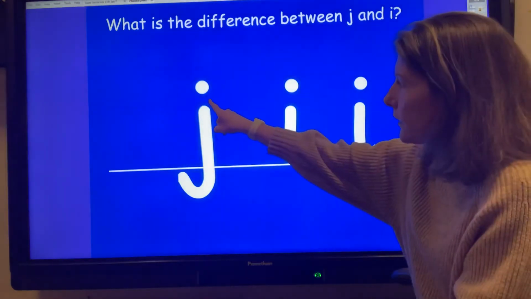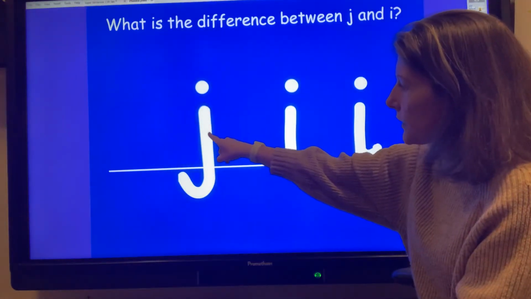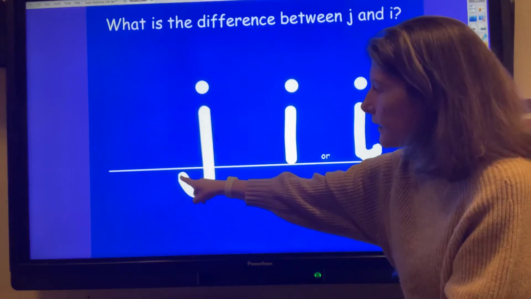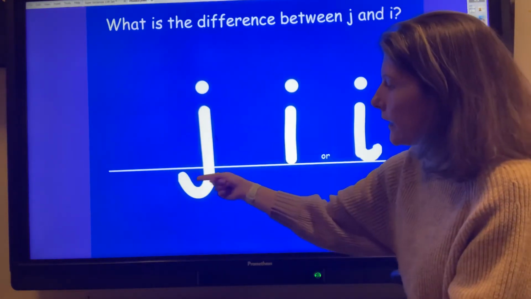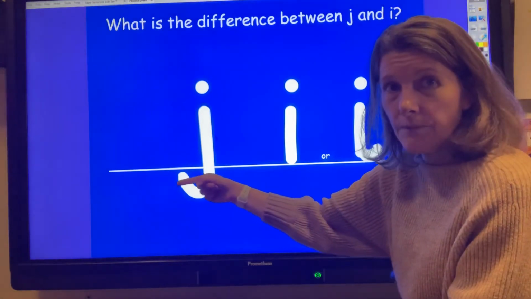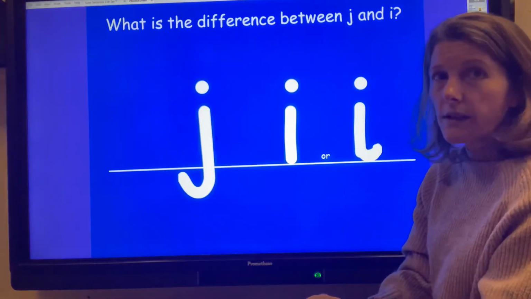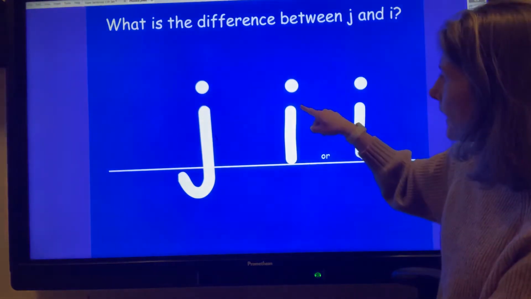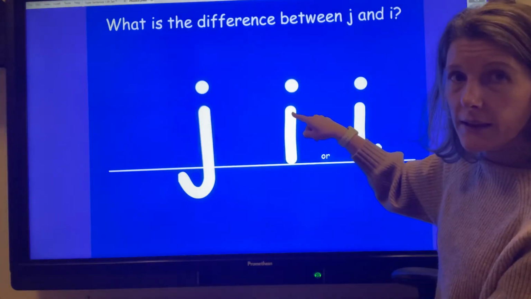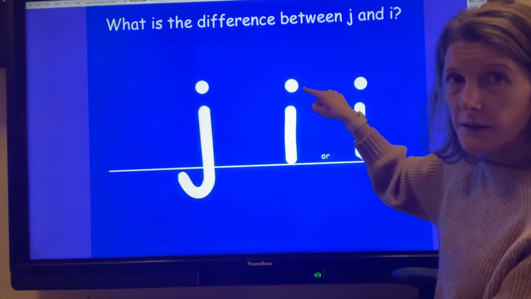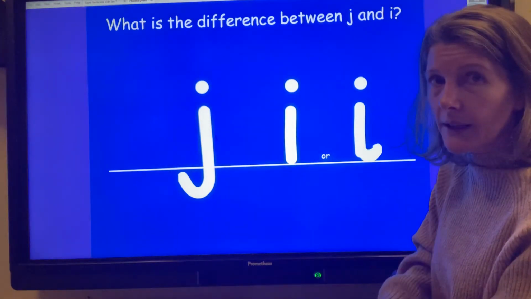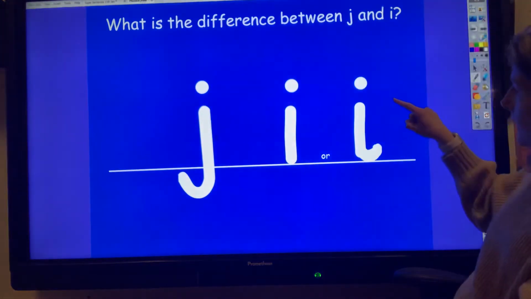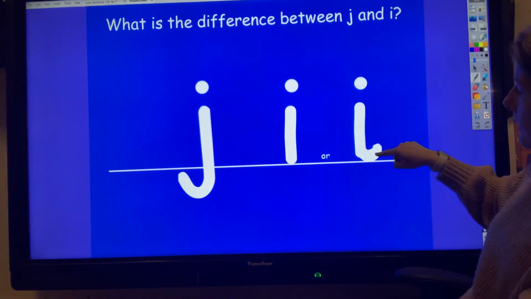So the J that we just wrote goes down, underneath the line, curls up and has a dot. And the bottom of it is pointing this way. Now, sometimes the I is a straight line with a dot on the top. It goes only to the line. It doesn't go underneath. And then sometimes the I is curled around like that.